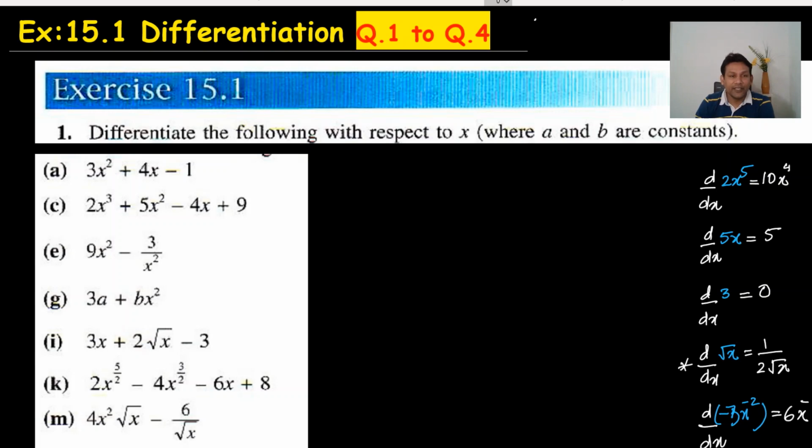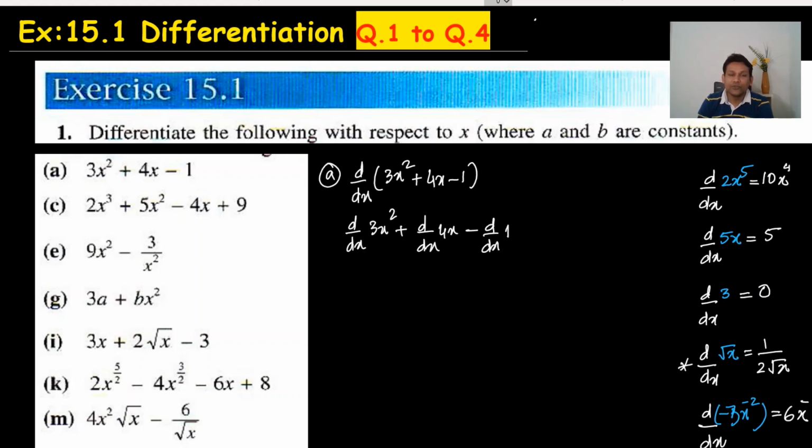I'm doing A part in detail, then other parts will be a little bit faster. In A part, when I write the differentiation, I will write it with each and every term. Like first I'm writing 3x squared, minus 4x, and minus 1. It means the differentiation is applied to each and every term. So I can write d upon dx with 3x squared, d upon dx with 4x, and d upon dx with 1. Just to explain this in exercise 15.1, first question, I'm doing all the questions step by step.